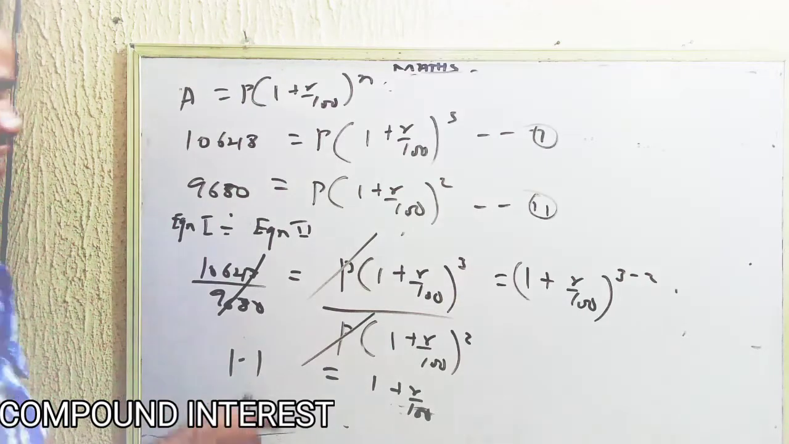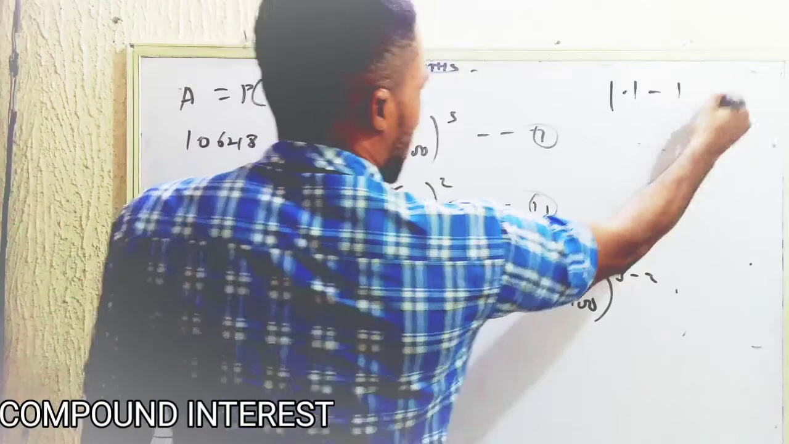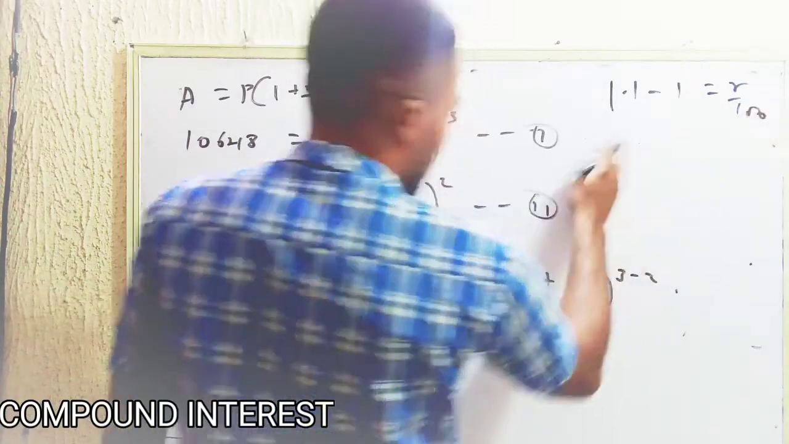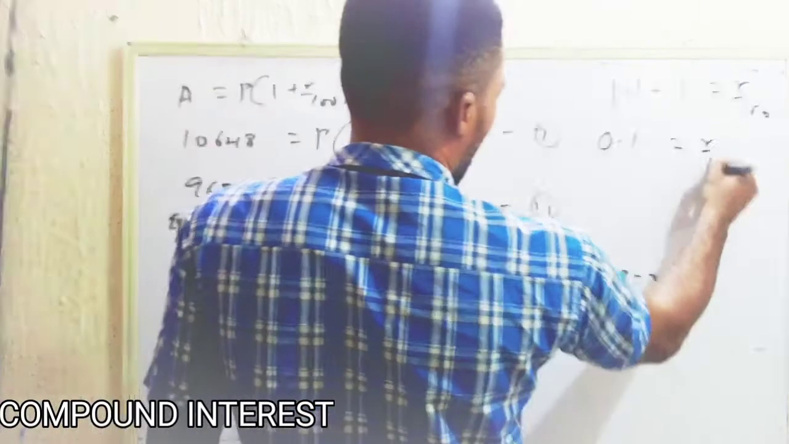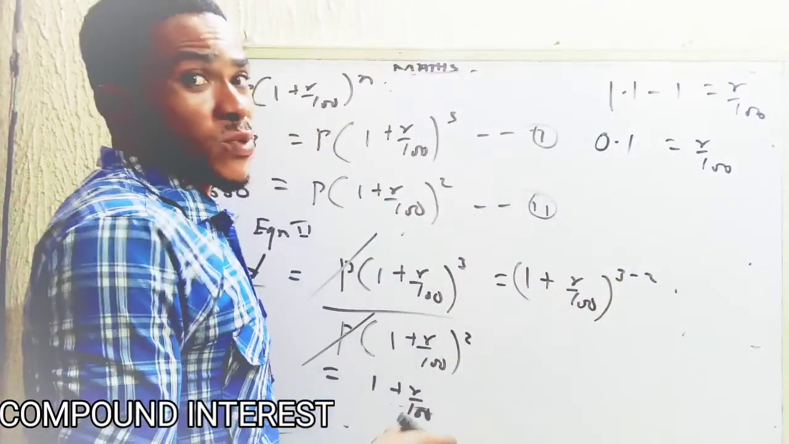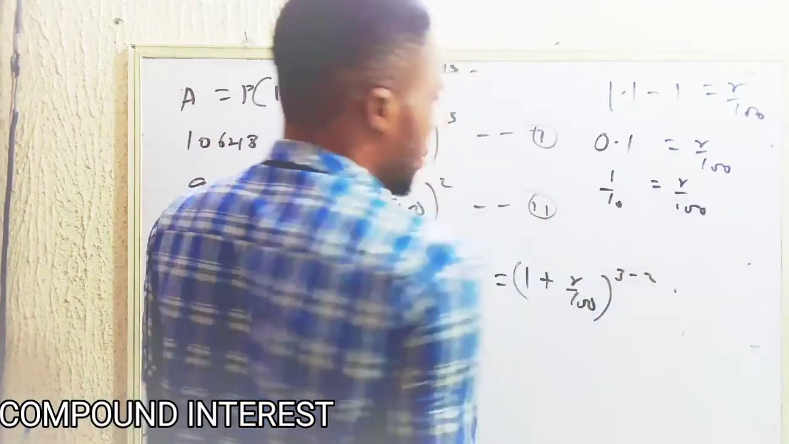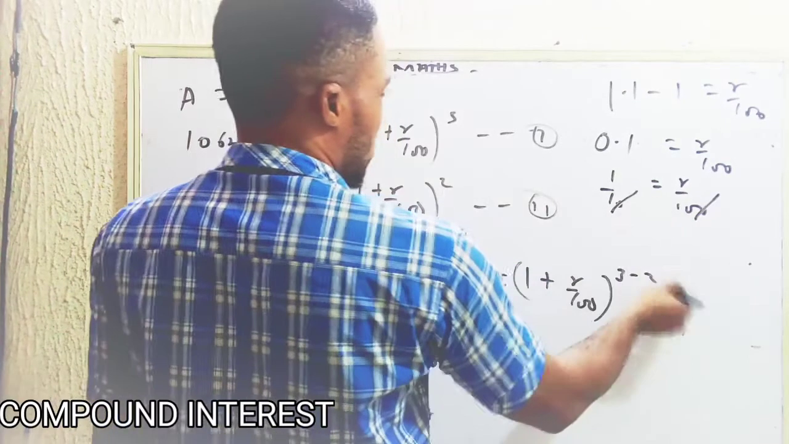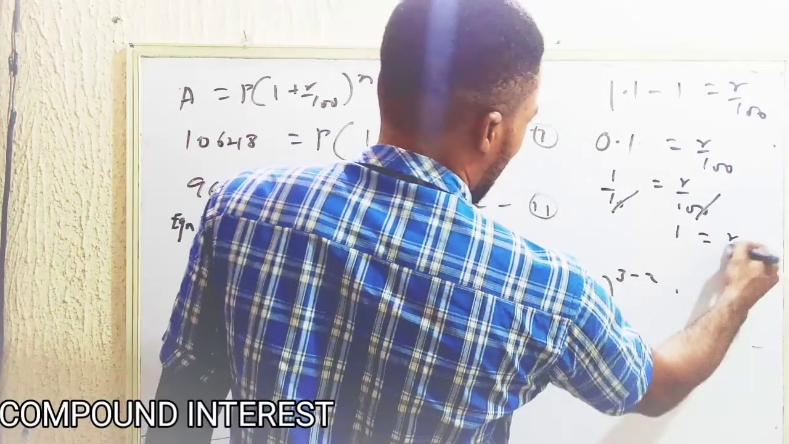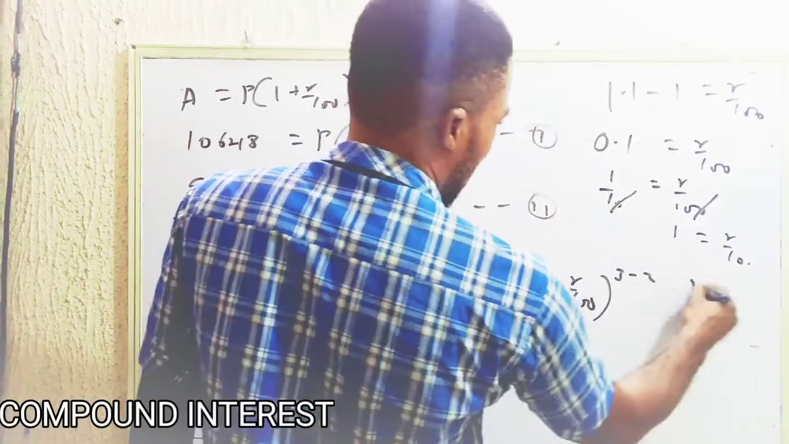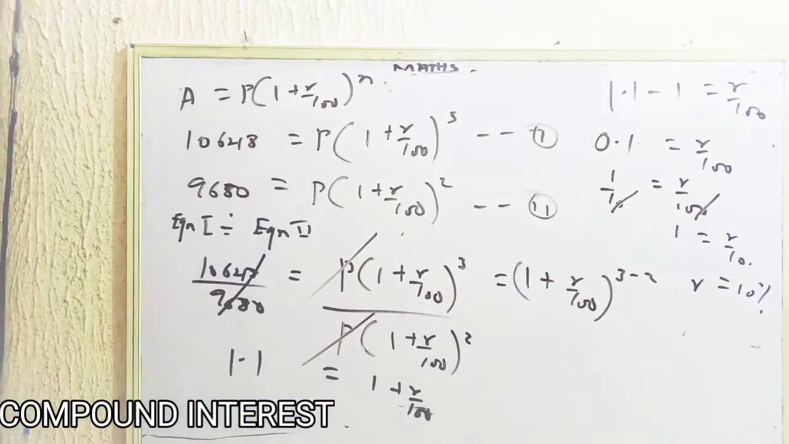So from that point again, what do I have to do? I'll bring the 1 over. So I have 1.1 minus 1 is equal to r over 100. This minus this gives us 0.1 is equal to r over 100. Converting 0.1 into a fraction, I have 1 over 10 is equal to r over 100. So if that is true, let this take care of this. So I will have only 1 is equal to r over 100, cross multiplying, I have r to be equal to 10%. So it's 10% that the money was actually giving up.